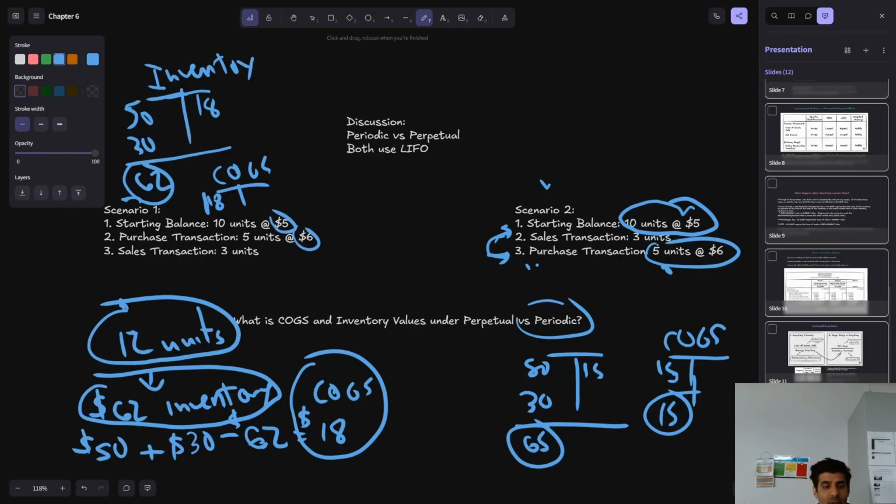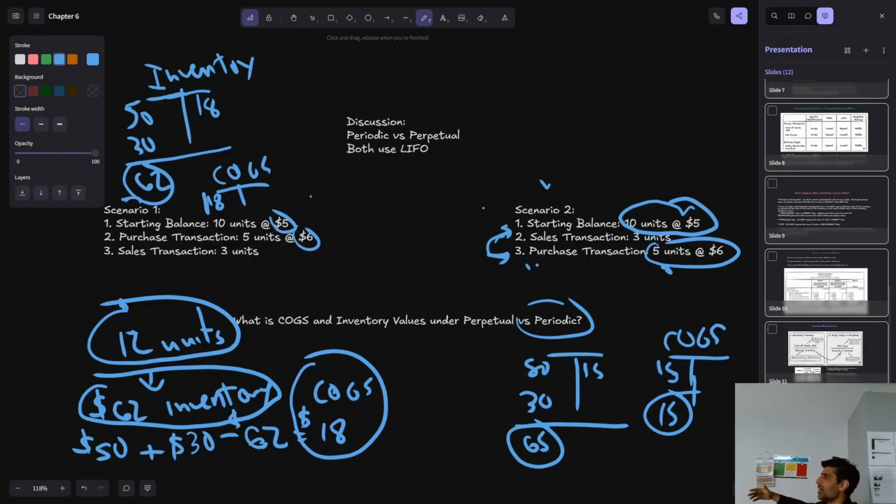Okay, and again, the periodic is the same between these two scenarios because we're only looking at the ending balance. We didn't care about the order of things. We're just seeing what the net balance was in terms of number of units, and then we do our valuation based on the purchase transactions that happen. Okay, so that's not right.